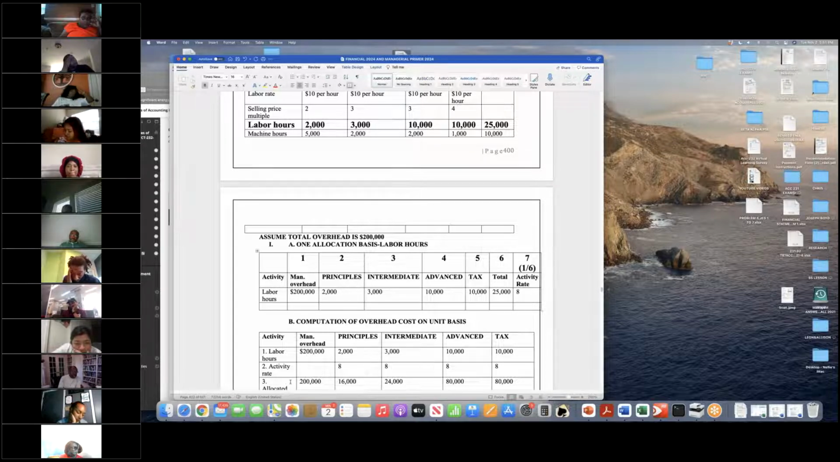We had 200,000 of overhead. 16,000 of it goes to the principal's book. 24,000 intermediate. 80,000 to advanced. 80,000 to tax. So the activity rate is utilized to determine how much of this 200,000 goes to each book. Okay.